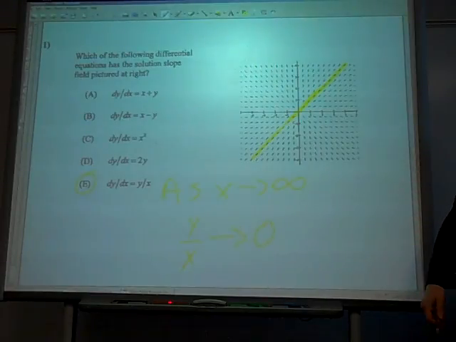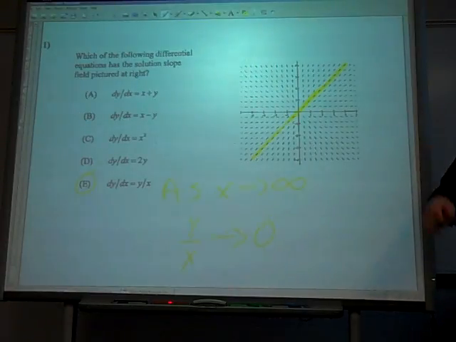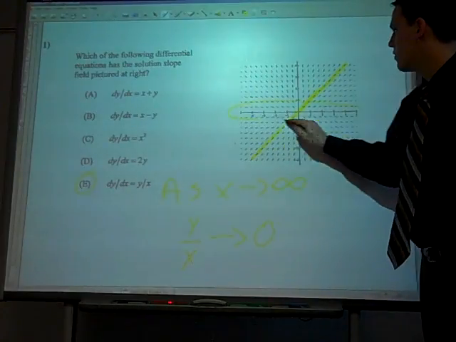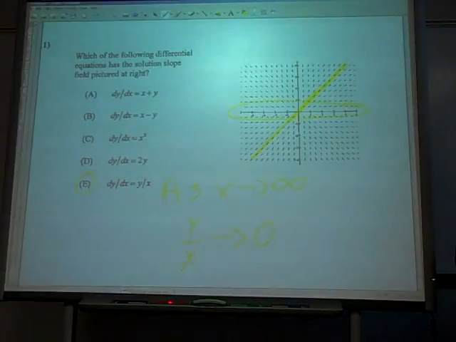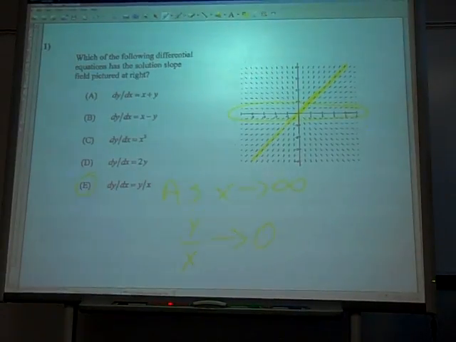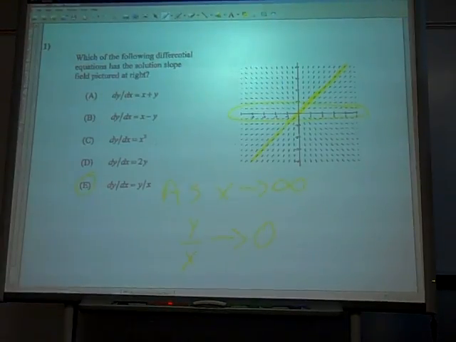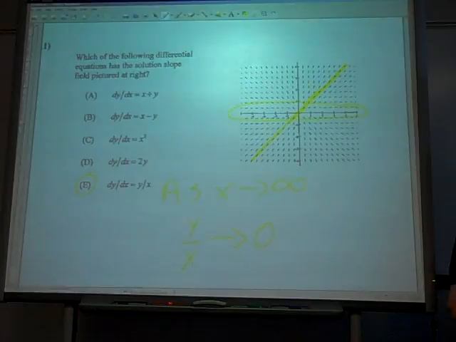What other observations can we look at? The rows and columns things. Okay, look at the rows. What do you notice about the row, the x-axis? What's important about the x-axis? Slopes are all 0. Well, what's the y value on the x-axis? The y value is 0. That's the numerator is 0.